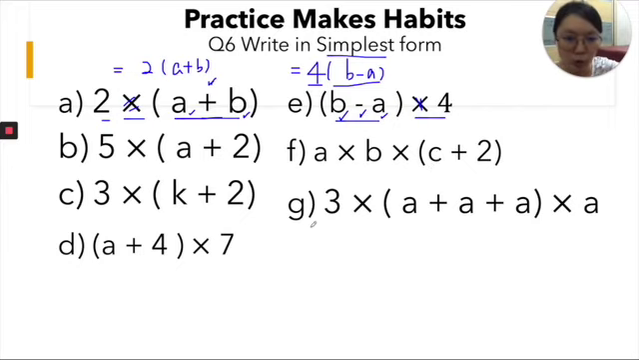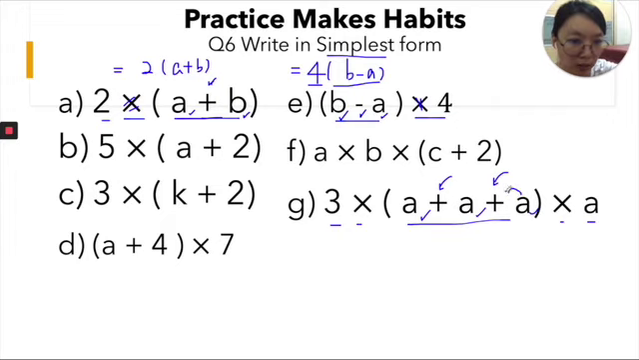I'll show you on G, slightly complex. Let's look at this. 3 times bracket times A. Of course, brackets always come first. Look at the brackets. Oh, they are plus. So I'll ask myself, are they like terms? Check alphabet. A. Yes, they're all the same. So I can plus them together.